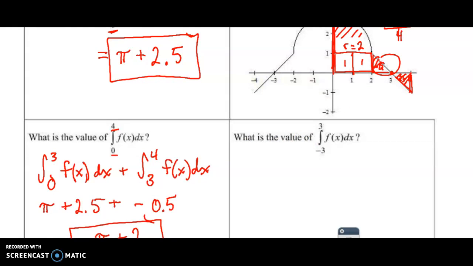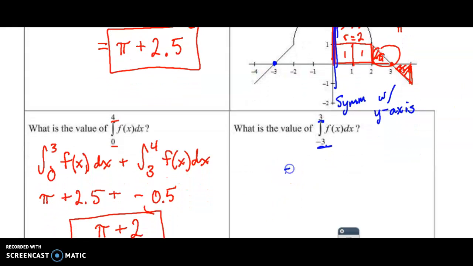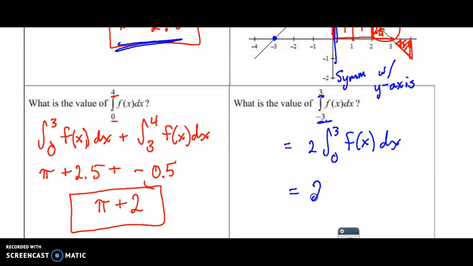Let's change colors just to emphasize this next one, because we're doing from negative 3 to 3, but as you look at this problem, this is definitely symmetric with the y-axis, which means it's an even function, which means what we can do is just take the integral from 0 to 3 of f of x dx and double it. So I'm looking at this answer and I'm just going to double that. Just make sure you distribute. So it's going to become 2 pi, and double 2.5, you get 5. That'd be the fastest way of doing that.